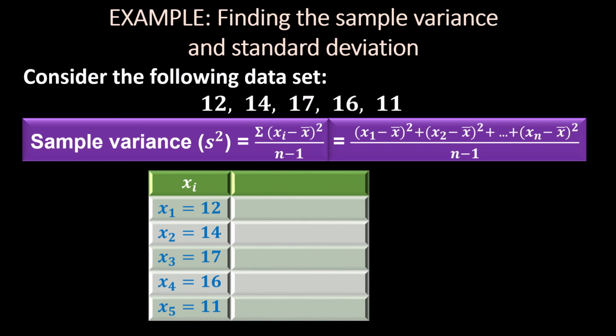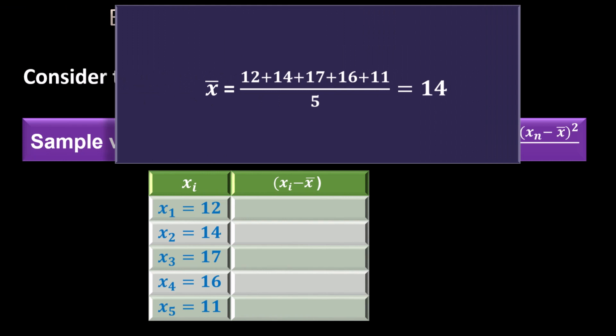So next, let me find the x bar. Why do I need x bar? Because in the next column, I am going to find xi minus x bar. That is the deviation from the mean of each observation. How do we find x bar? We know how to find the x bar. Add the observations and divide by the number of data, which is 5. Then x bar is 14.